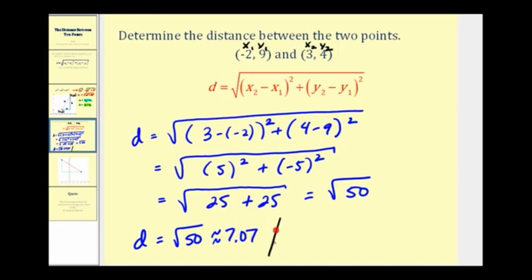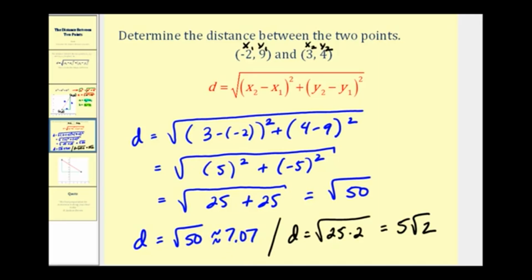However, if your instructor wants you to write this in simplified radical form, remember you can rewrite 50 as 25 times 2. Well, the square root of 25 would be 5, so the simplified radical form for the square root of 50 would be 5 square root 2. And again, it just depends on what class you're taking and in what form they want the answer. This is simplified radical form, and this is the decimal approximation.